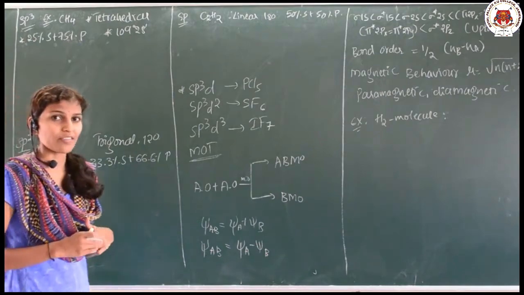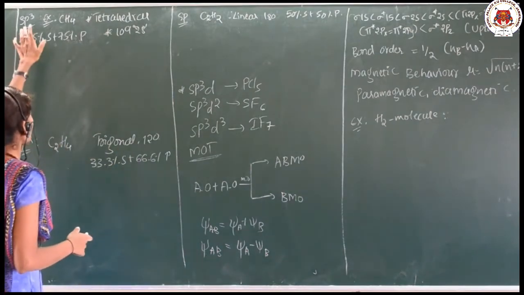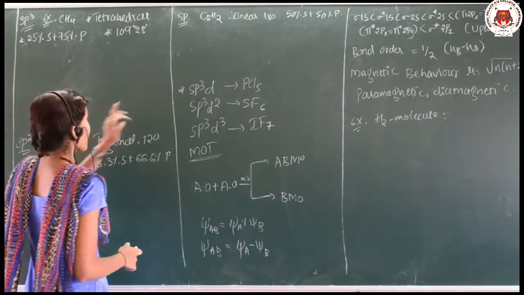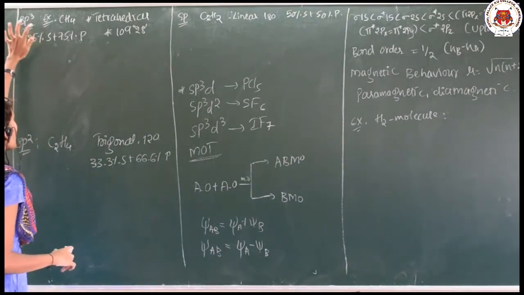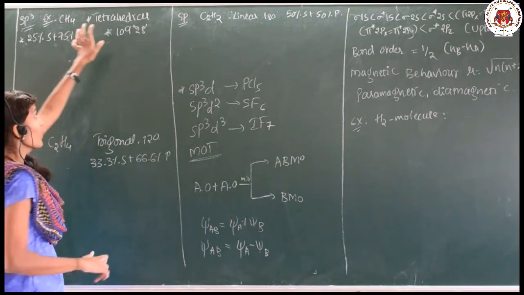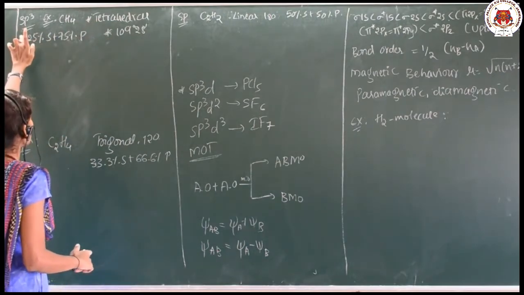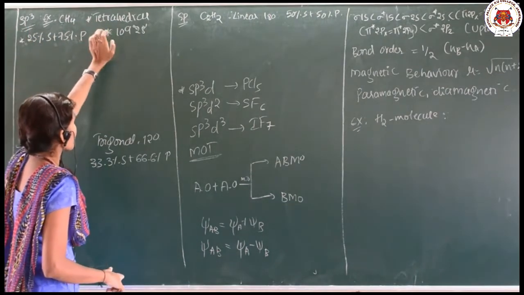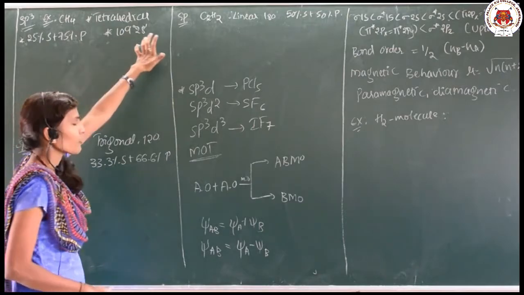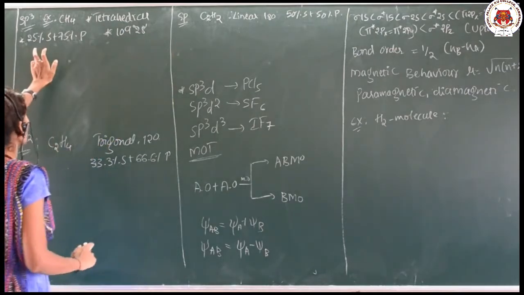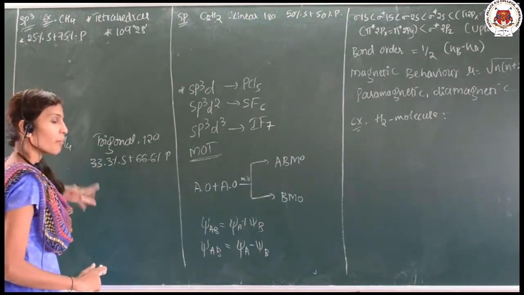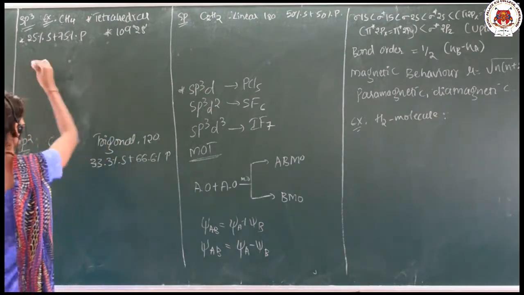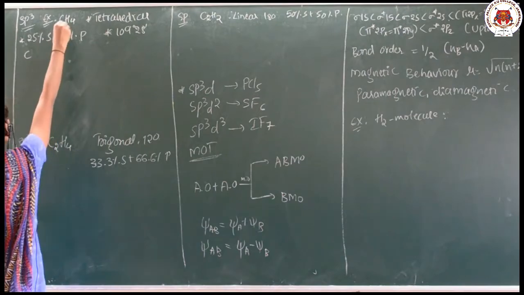As I said, there are three types of hybridization: sp3, sp2 and sp. Let us briefly explain sp3 hybridization in case of methane. If sp3 hybridization is there, the geometry will be tetrahedral and the bond angle will be 109 degree 28 minute, and it carries 25% s character and 75% p character. So, how exactly does it take place? Let us go for methane.